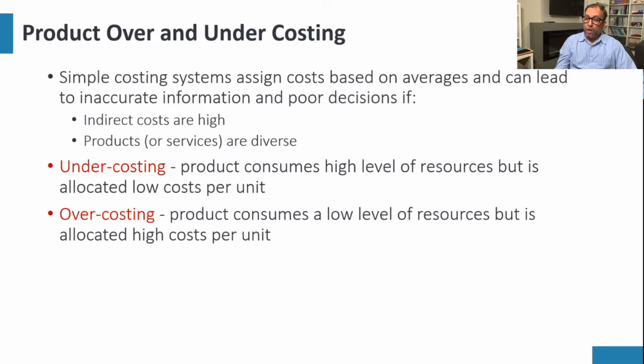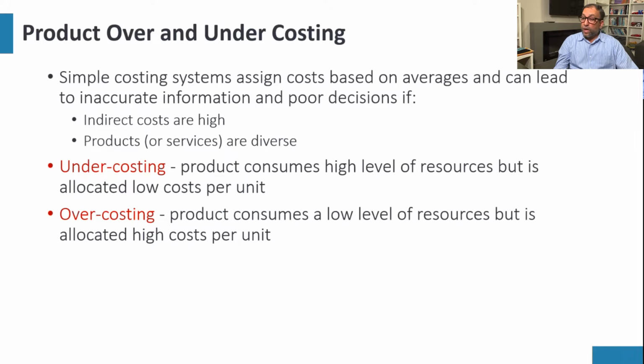Indirect costs are high, especially in those industries or processes where we are producing goods and services in which a lot of indirect cost is involved. Then the impact is bigger for under and over costing of the products. Products or services are diverse, like there are different products. As I mentioned, this issue only pertains to those who are producing two or more products.